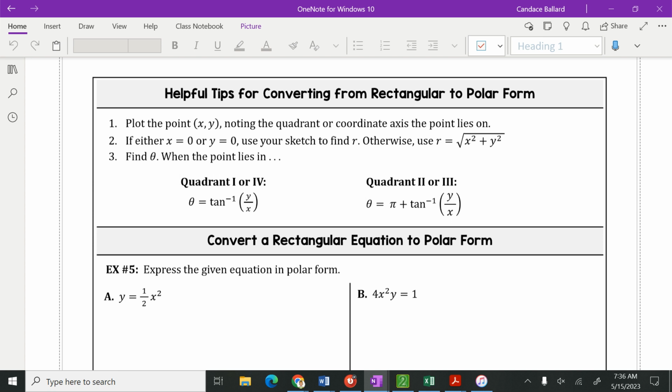Sometimes it helps to plot the point x, y, and decide what quadrant it is, or if it lies on a coordinate axis. If either x equals 0 or y equals 0, use your sketch to find r. Otherwise, you're going to use r equals the square root of x squared plus y squared. This is just the Pythagorean theorem, right?